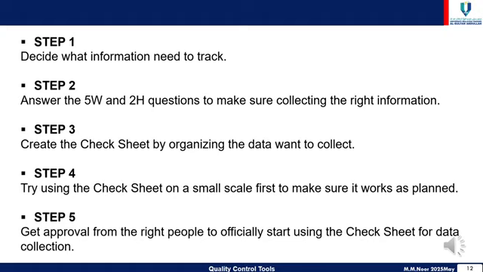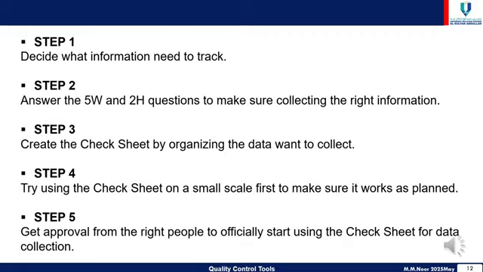Based on the 5 steps for making a check sheet, I will explain each step in detail. Step 1. Decide the information you need to track. For step 2, answer the 5W and 2H questions to make sure we are collecting the right information. 5W is what, why, where, when, who. And 2H is how and how much.